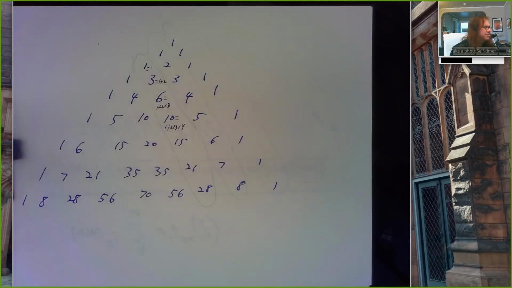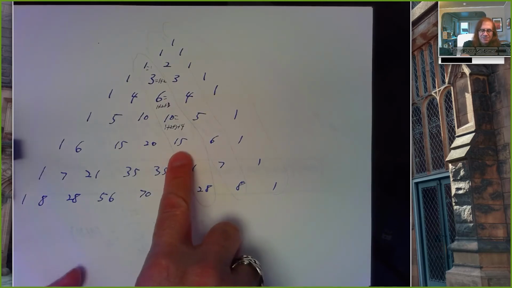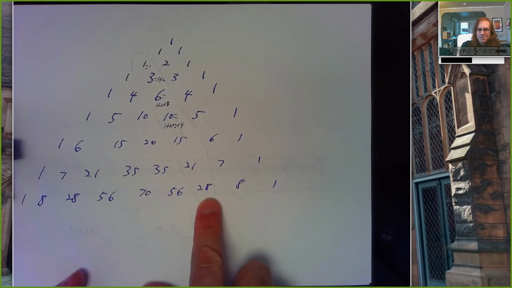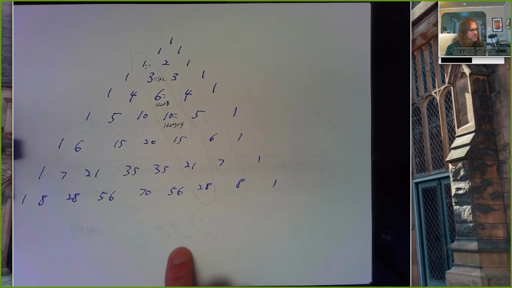These are the so-called triangular numbers. So 15 is the sum of the first five integers. 21 is the sum of the first six integers. 28 is the sum of the first seven integers. Which means these are also n times n plus 1 divided by 2. I used to give PAs on Pascal's triangles sometimes. Yeah, it adds the consecutive integers.